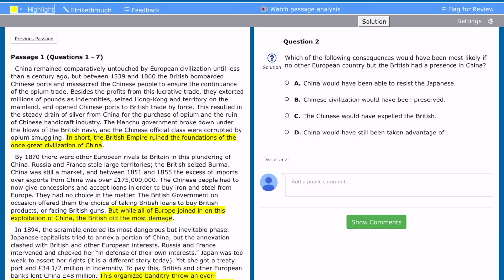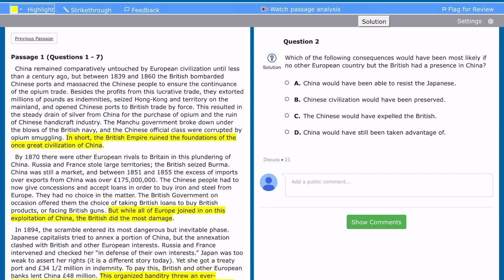Question 2, which of the following consequences would have been most likely if no other European country but the British had a presence in China? A, China would have been able to resist the Japanese. Possible. B, Chinese civilization would have been preserved. C, the Chinese would have expelled the British. And D, China would have still been taken advantage of.